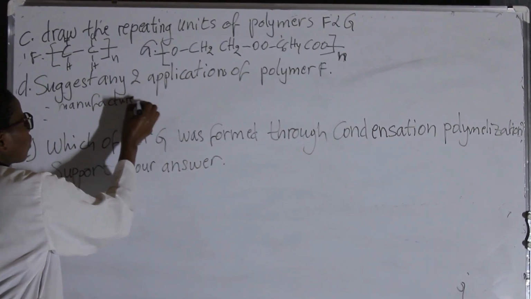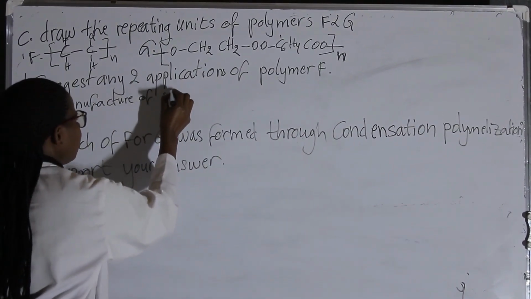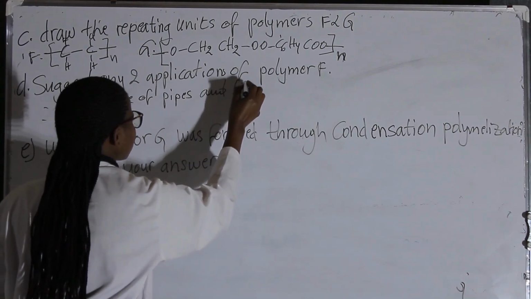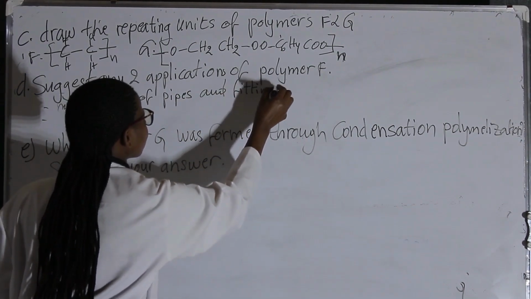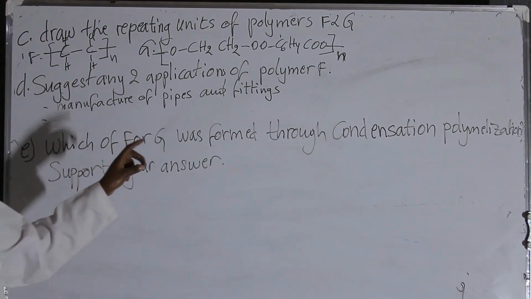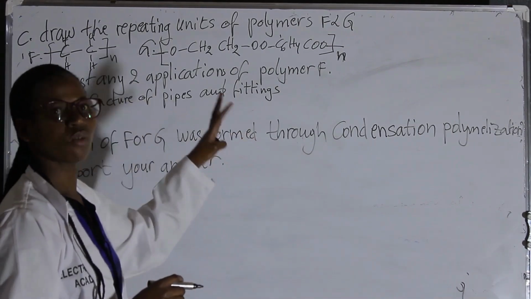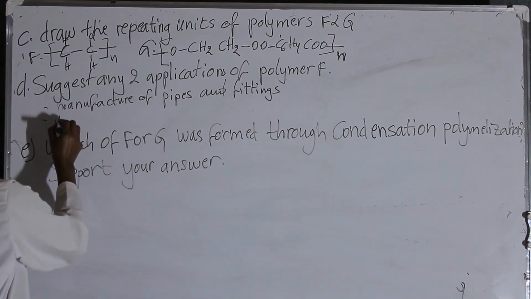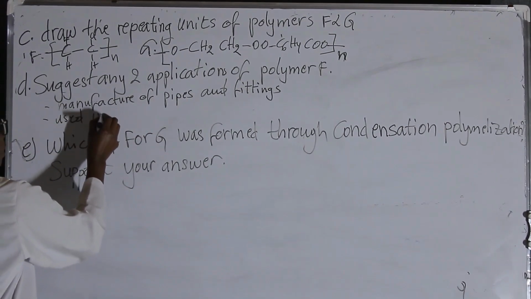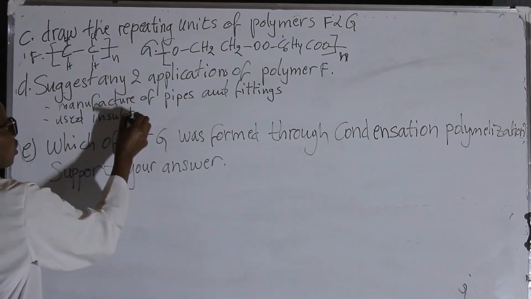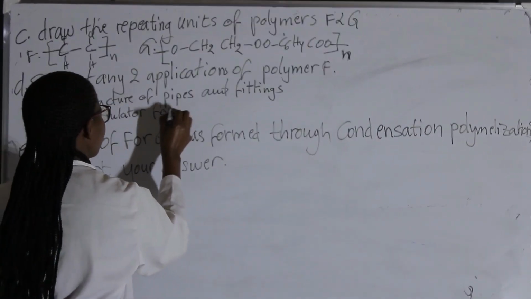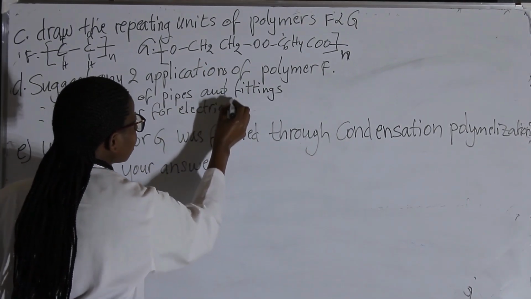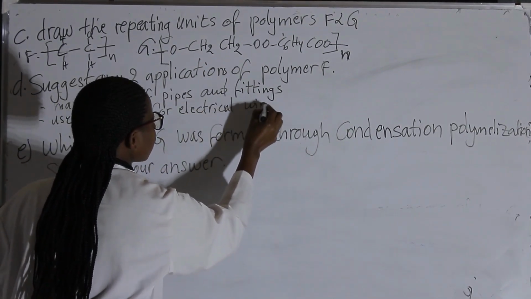It is also used for fittings. Also, these vinyl chlorides may be used as insulator for electrical wires. Used as insulator for electric wires.